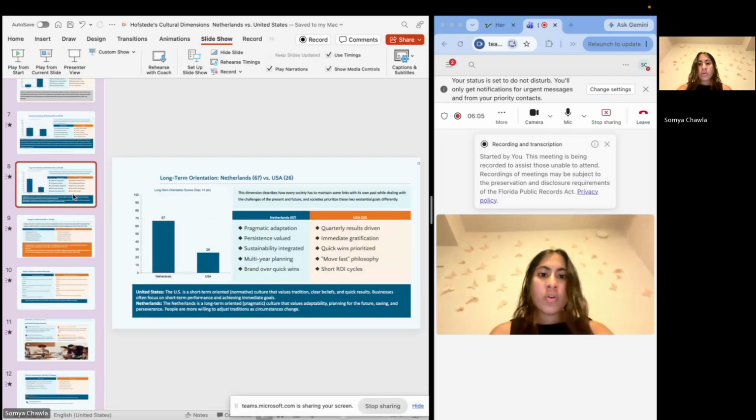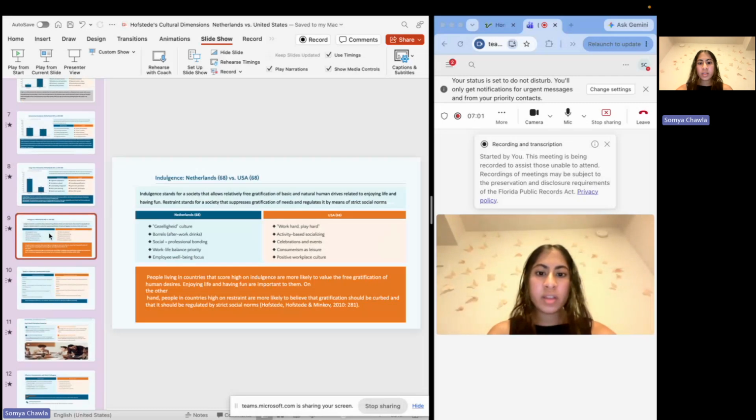Long-term orientation. This looks at whether a culture focuses on future success or immediate results. The Netherlands has a much higher score, making it a pragmatic and future-oriented society. Dutch organizations value long-term planning, sustainability, and continuous improvement. The United States, on the other hand, is much more short-term oriented and often focuses on achieving quick results and immediate performance. This means Dutch colleagues may spend more time planning and evaluating decisions because they are thinking about long-term benefits rather than immediate outcomes.